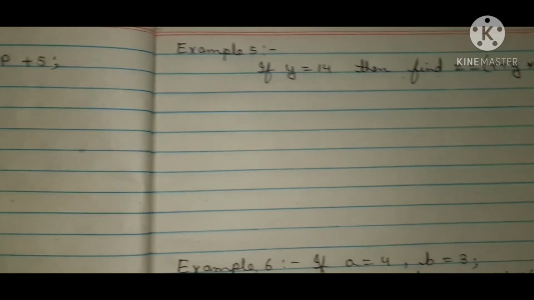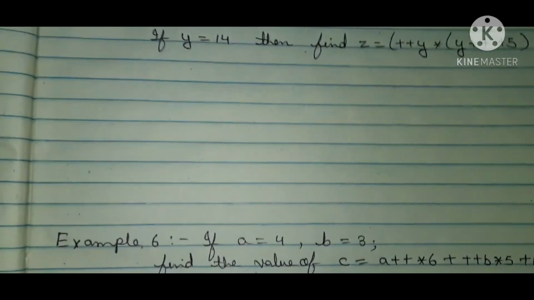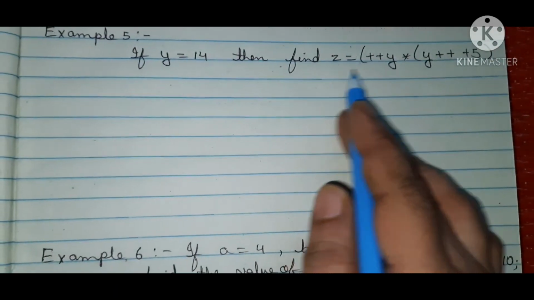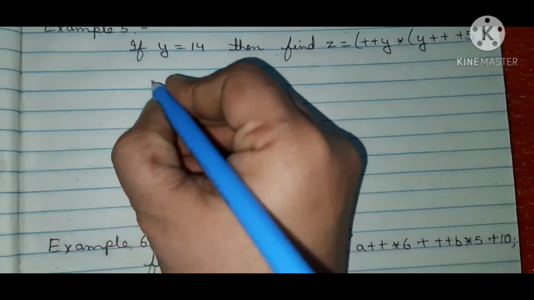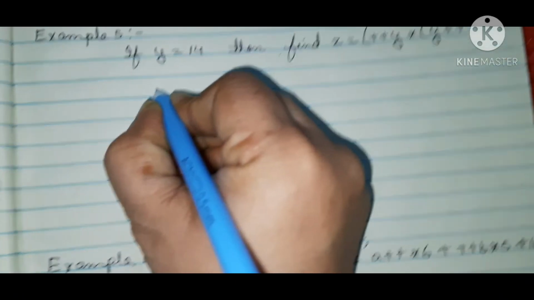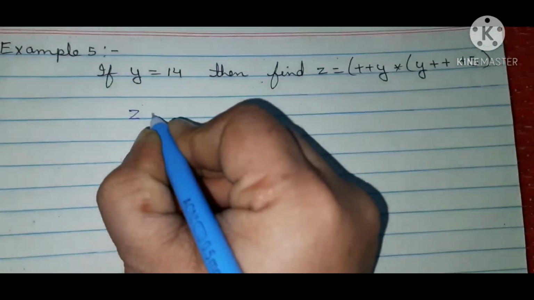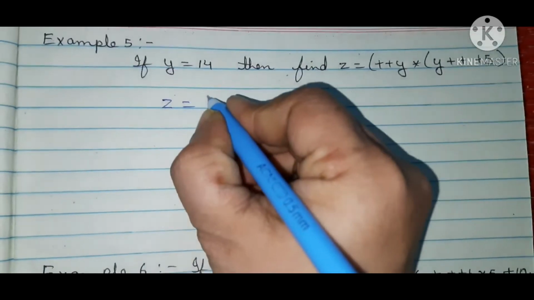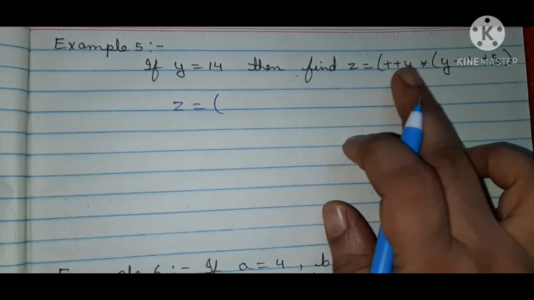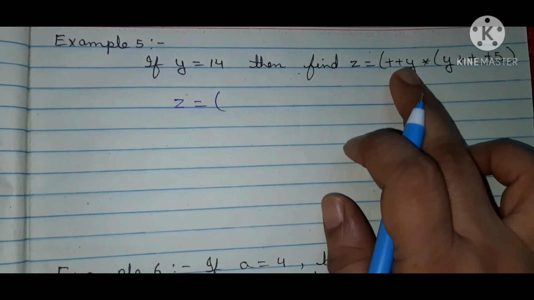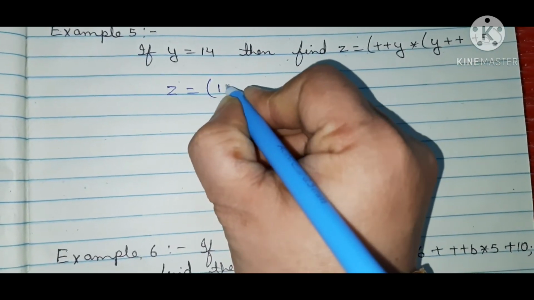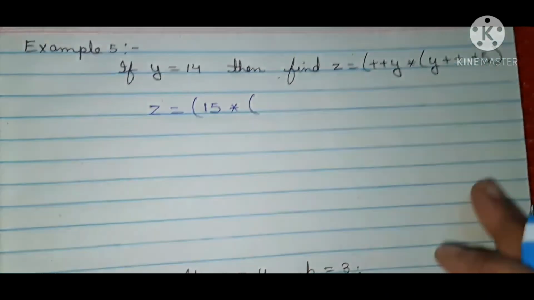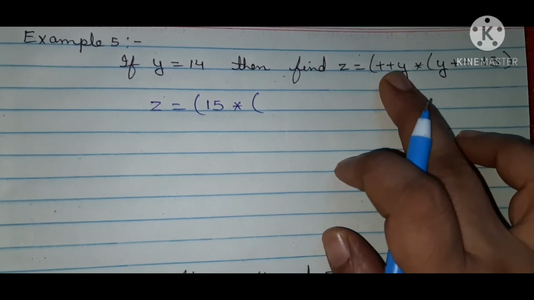One more example. Let us see another example. Here it is given if y equal to 14, z value you have to write. So let's write z equal to, then here we'll write plus plus y. First we'll increase and then write. So it became 15. Then we'll multiply 15. Then we'll give the bracket. Here, so y value became 15.